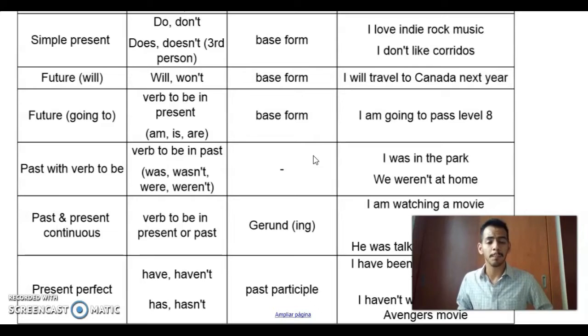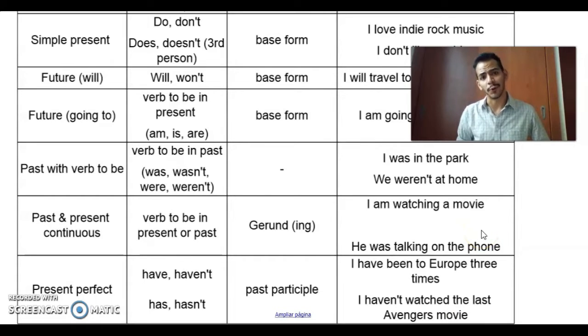Then we have the past with the verb to be, and again, the auxiliary is the past of the verb to be. I was in the park. We weren't at home. Past and present continuous, the verb to be in present or past. Present if it is present continuous, in past if it is past continuous. The verb goes in ing or gerund, and we have an example. I am watching a movie. He was talking on the phone.